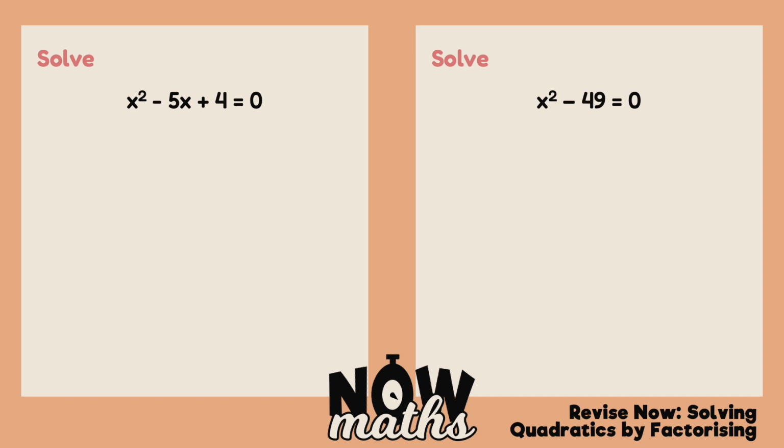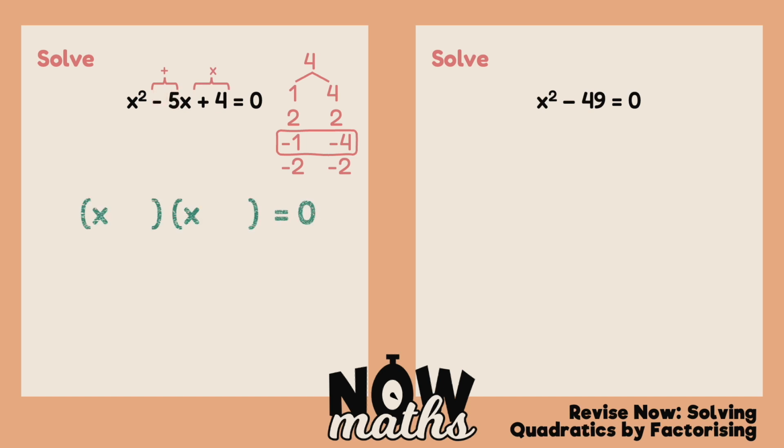To factorise the question on the left, we need to find two numbers that multiply to make 4 and add to make negative 5. If we're going to list the numbers that multiply to make positive 4, we could have two positive numbers, so 1 and 4, or 2 and 2, or we could have two negative numbers, so negative 1 and negative 4, or negative 2 and negative 2. Since the two numbers have to add together to make negative 5, the numbers we must be looking for are negative 1 and negative 4.